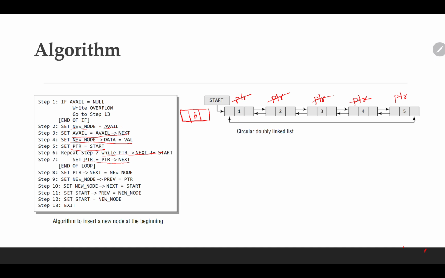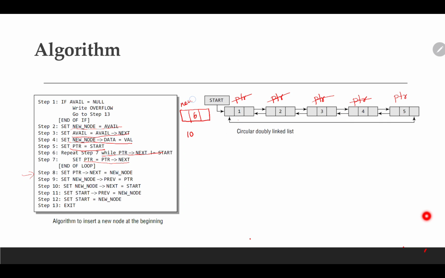So we go to the next step, where we give ptr->next = new node. For understanding, I'm giving some memory address for this new node.